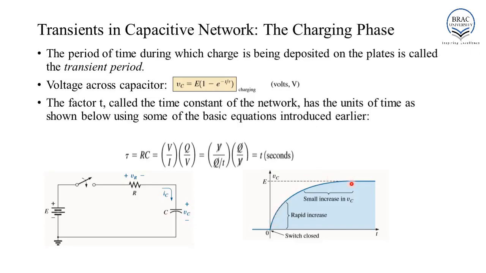This graph can be defined by the expression Vc equals E times (1 minus e to the power minus t by tau), where E represents the source voltage, the lowercase letter t represents time in seconds, and tau is a variable which is expressed by the formula tau equals RC. We know that R equals V by I and C equals Q by V. Now, if we substitute I with its formula Q by t and cancel out all the common variables, we'll see that tau has a unit of seconds.